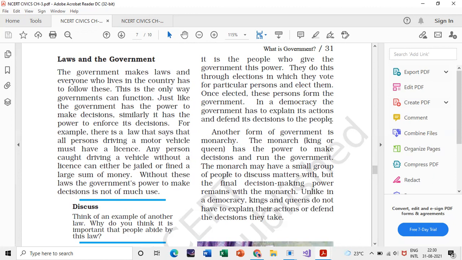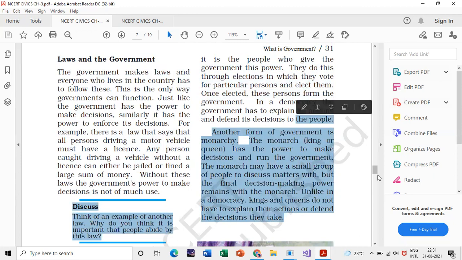The question is: democracy is ruled by the people. It's not like asking what the types of government are, like democratic government and monarchy. Yes, monarchy is very important. The difference between democratic and monarchy is very important. This line is also very important: in a democracy, it is the people who give the government its power. Justify your answer is very important, so this paragraph is also important. Okay, let's move on.